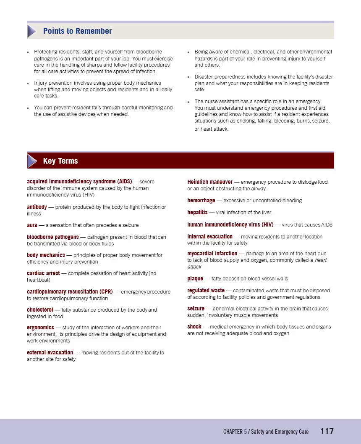You can prevent resident falls through careful monitoring and the use of assistive devices when needed. Being aware of chemical, electrical, and other environmental hazards is part of your role in preventing injury to yourself and others. Disaster preparedness includes knowing the facility's disaster plan and what your responsibilities are in keeping residents safe.